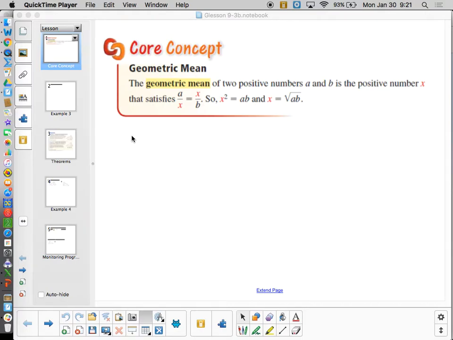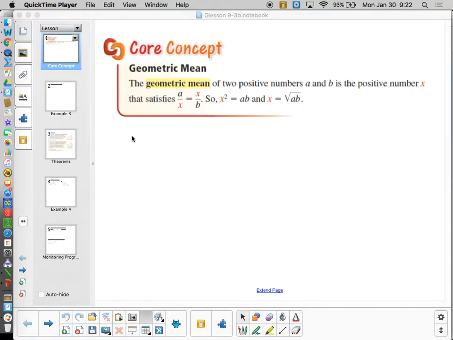The idea of a geometric mean. This is a new concept. When we talk about the mean of two numbers, you're usually going to think of the arithmetic mean, which is what we use in the midpoint formula and stuff like that, adding and dividing by 2, or if there are three numbers, we add and divide by 3, and so on and so forth. Geometric mean is different.